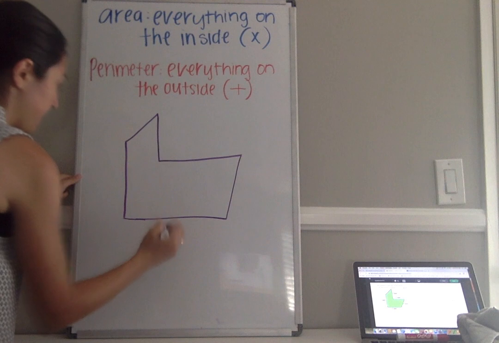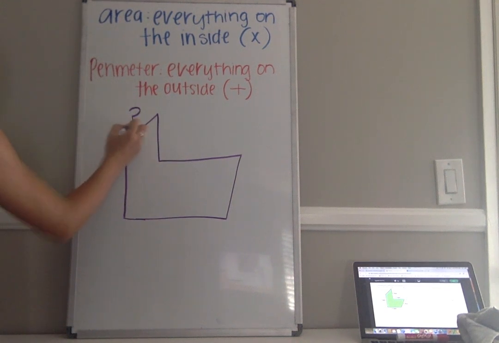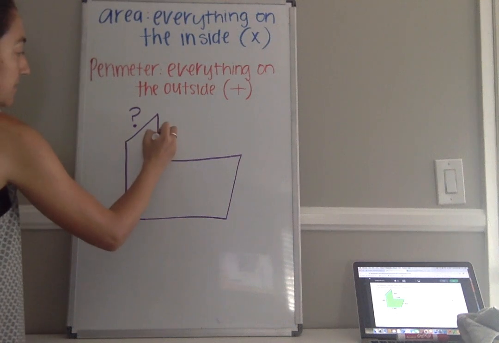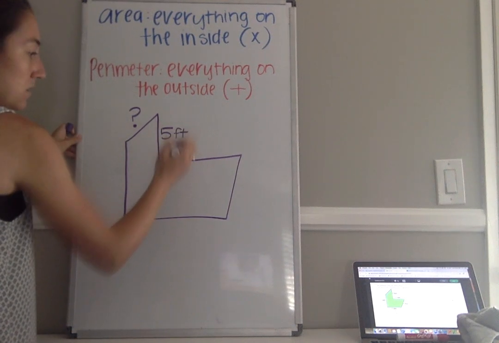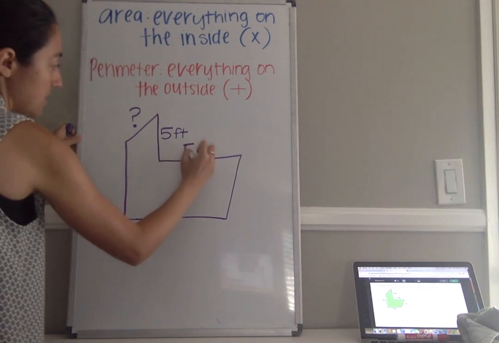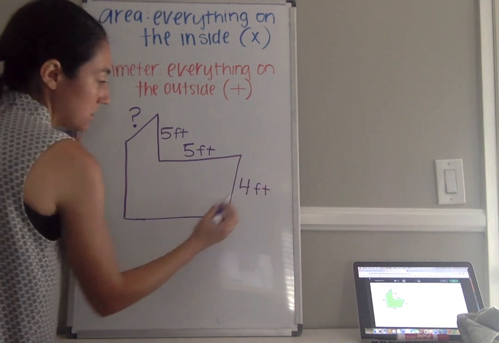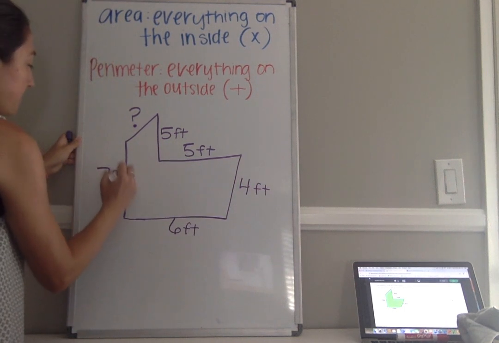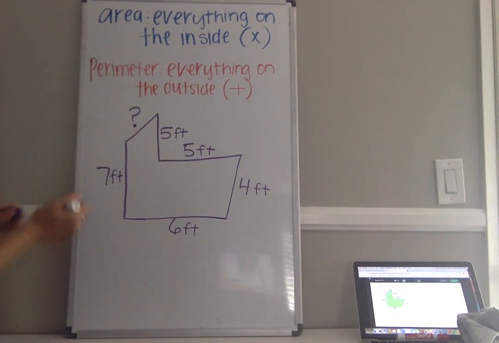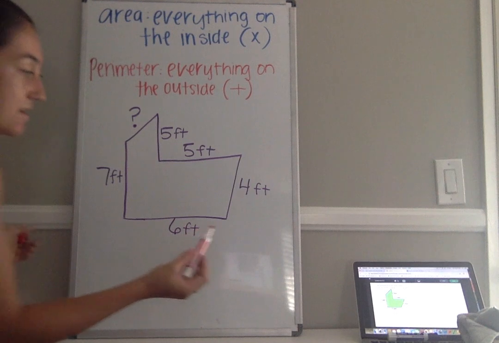Okay. So this side we do not know about. I'm going to put a question mark, but we do know that this is 5 feet. This is also 5 feet. 4 feet. 6 feet. And 7 feet. And then the entire perimeter for this shape is 30 feet.